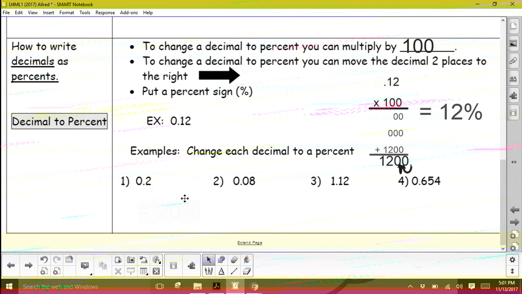Okay, if I was converting 2 tenths to a percent, I can move the decimal 2 places to the right, just like this, and I'm going to throw a 0 up in there when I'm done. 20%. 2 tenths is the same thing as 20%.